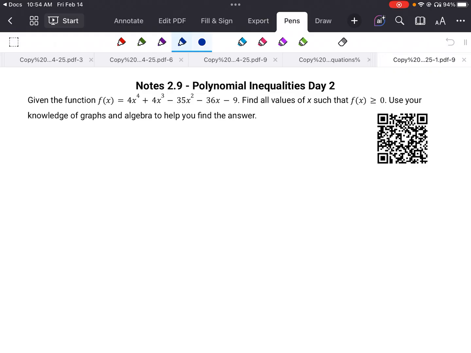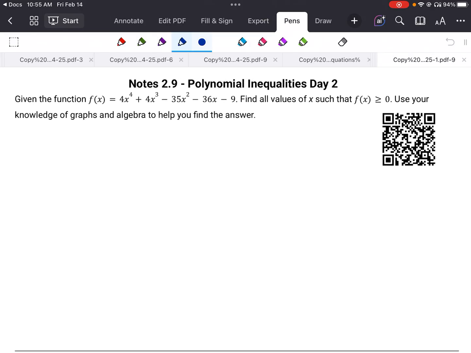Hello, we're going to look at polynomial inequalities, day 2. Given the function f(x) = 4x^4 + 4x^3 - 35x^2 - 36x - 9, find all values of x such that the function is greater than 0. Use your knowledge of graphs and algebra to help find your answer.